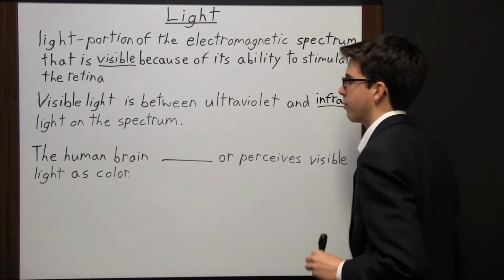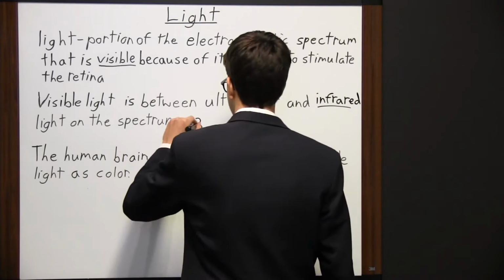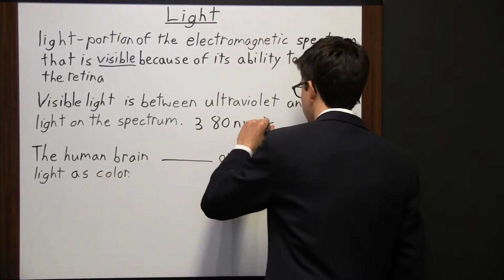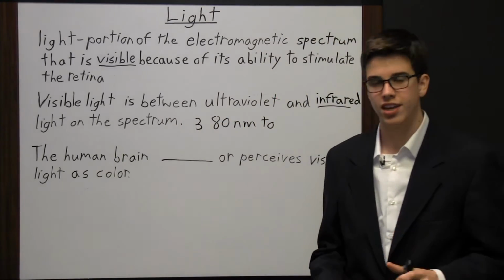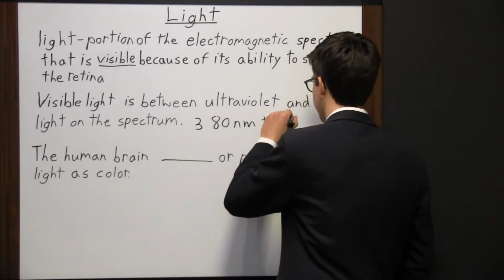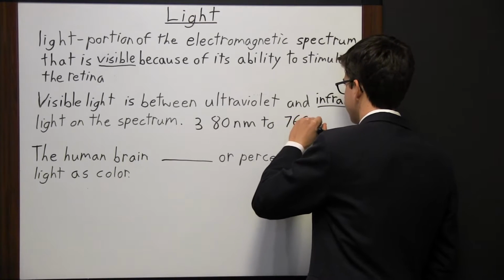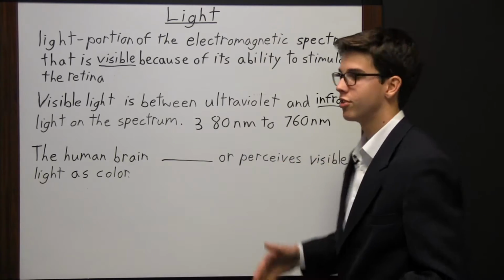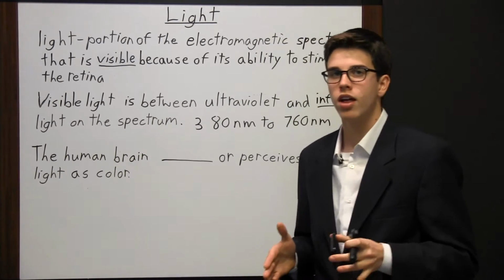Now, visible light is between ultraviolet and infrared light on the spectrum. So it's anywhere from 380 nanometers all the way up to 760 nanometers. So 380 would correspond to the color violet, and 760 would correspond to the color red.